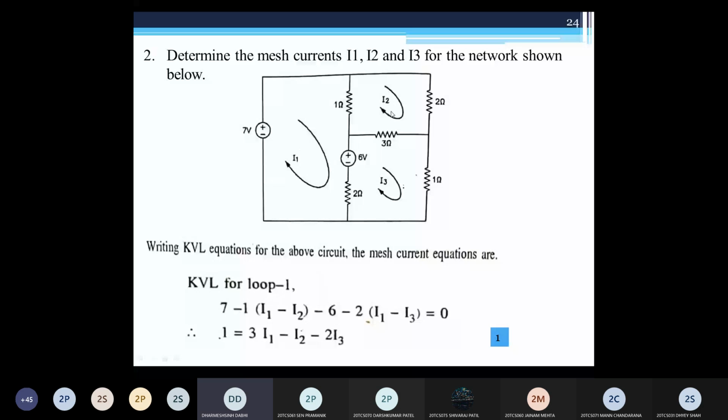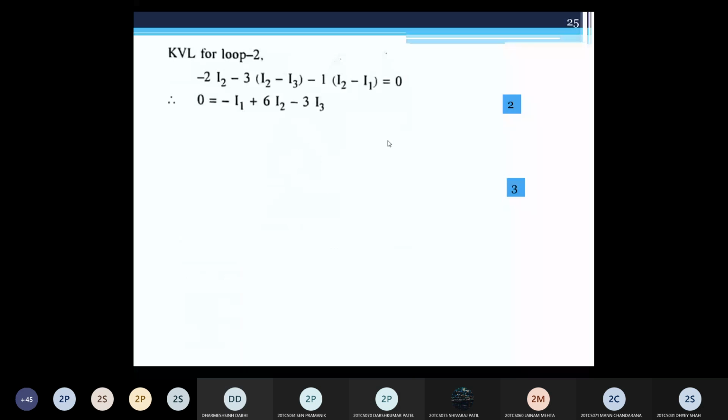If you make the equation for loop 2, write down I2 minus I3 and then multiply with this 3 ohm resistance. Clear? So that's why you can see here in the equation that we did 3 into I2 minus I3. Sir, I1 is 3 ampere. First, is this doubt clear?